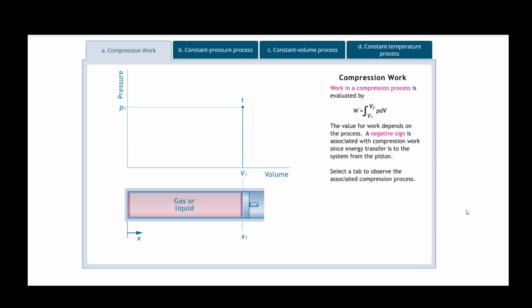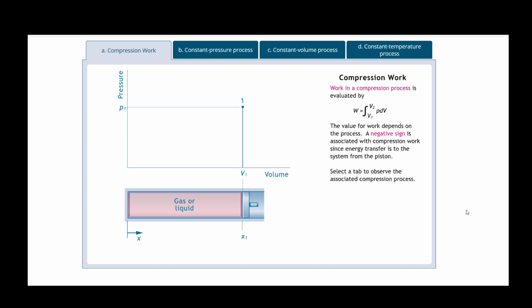So let's look at some animations that can go along with Chapter 2. Here we have compression work. Work in a compression process is evaluated by the integral from volume 1 to 2 of pressure P dV. So the value of the work depends on the process, right? Because we're concerned about the process.